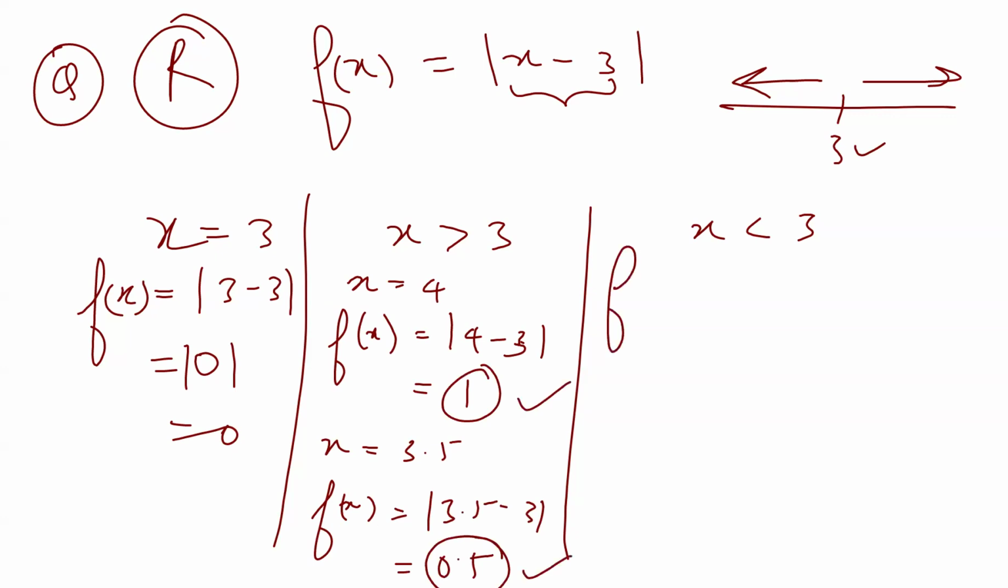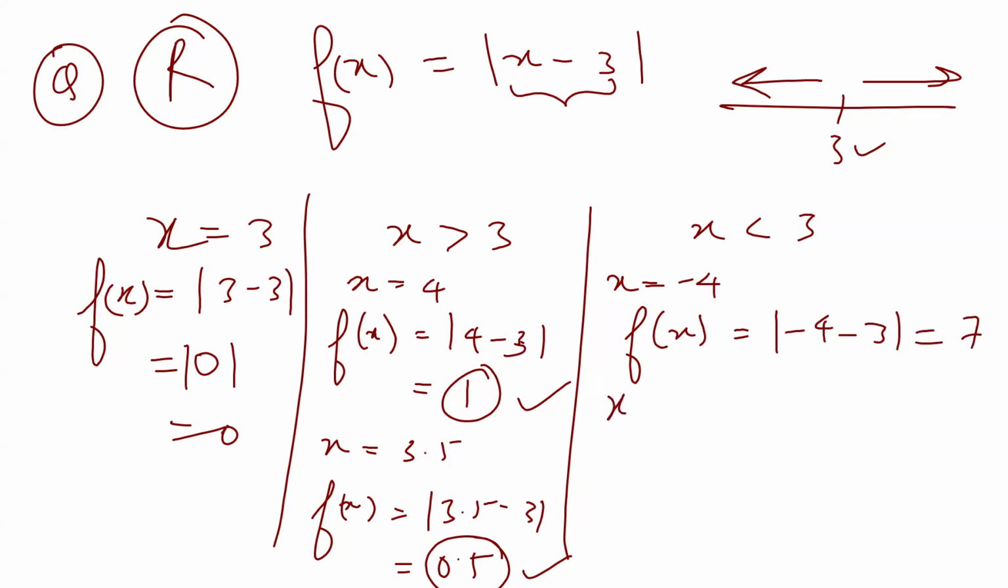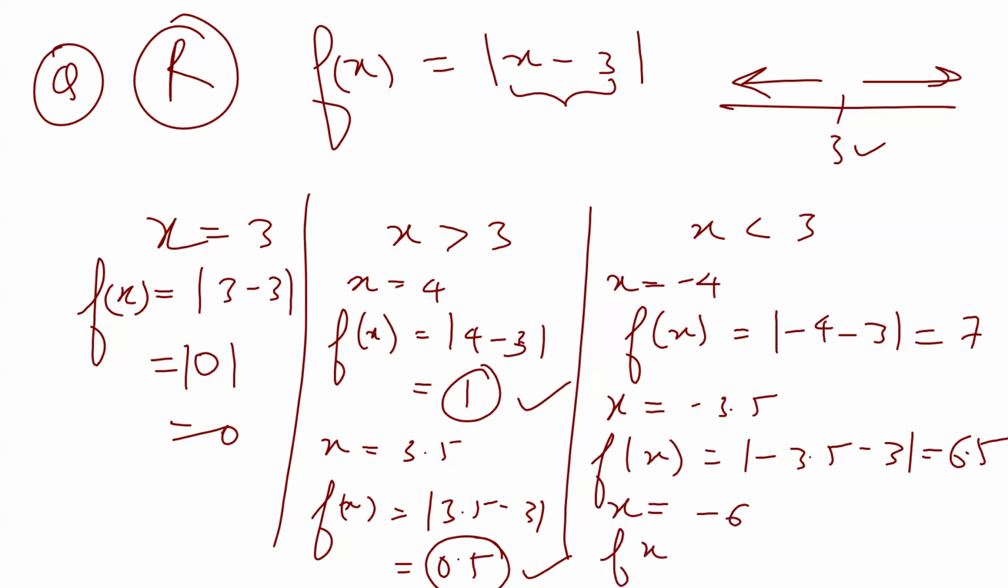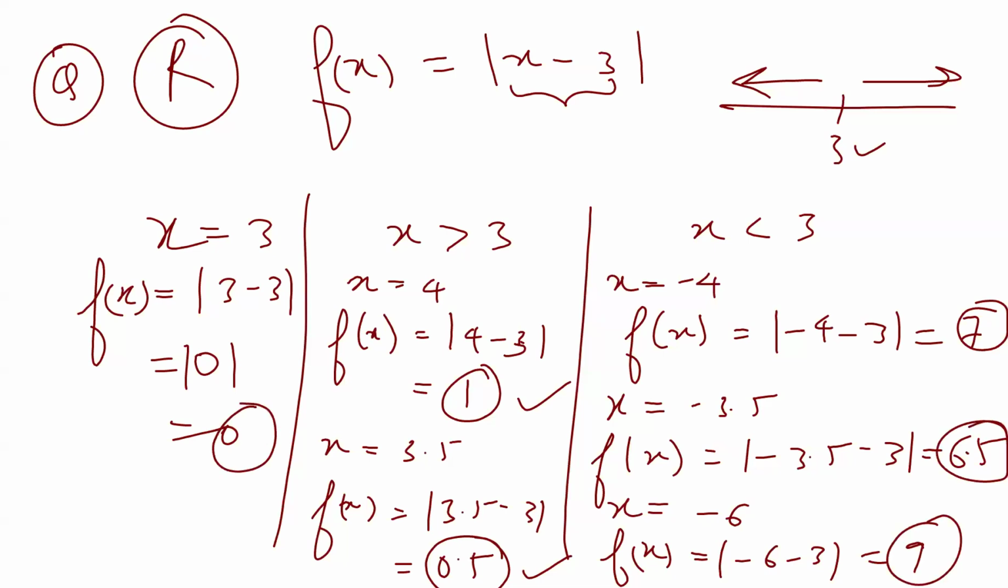Then when x is less than 3, let's take x equal to minus 4. So f of x is equal to modulus of minus 4 minus 3, which is equal to 7. Let's take x as minus 3.5. So f of x is equal to modulus of minus 3.5 minus 3, which is equal to 6.5. Let's take x equal to minus 6, for example. So minus 6 minus 3, modulus is 9. So we are getting some real values over here, and we are also getting 0.